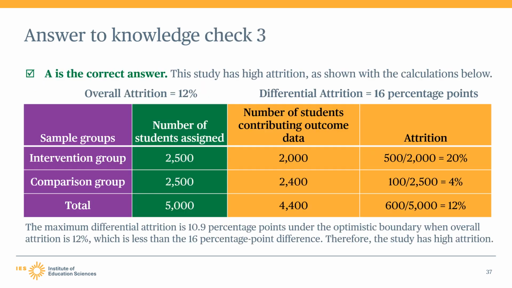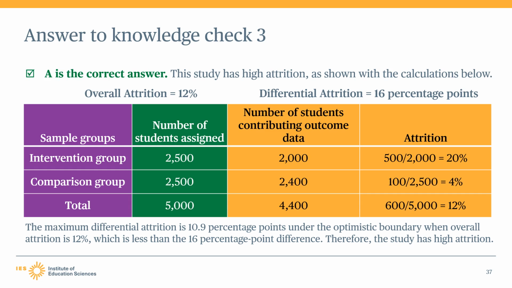A is the correct answer. This study has high attrition. The overall attrition rate in this study is 12%. We calculate this as the number of participants who were lost to follow-up, or 600, divided by the original assigned sample size of 5,000. So, 600 divided by 5,000 equals 12%.